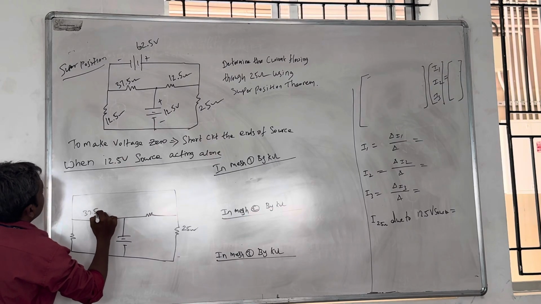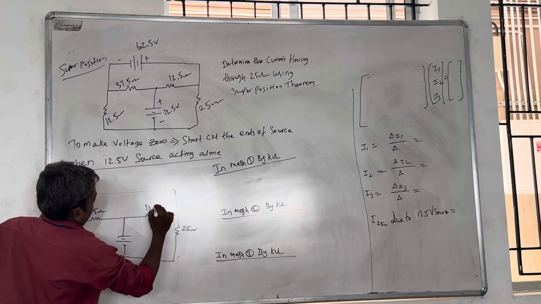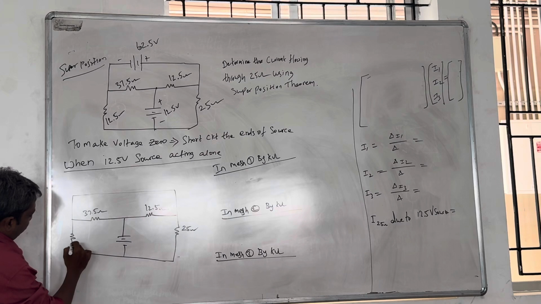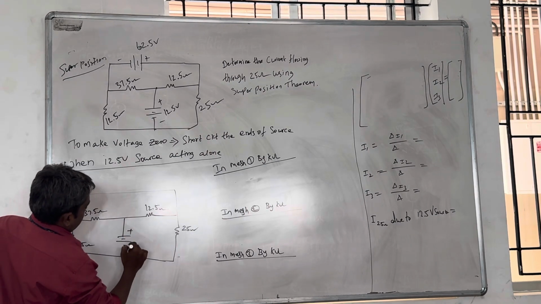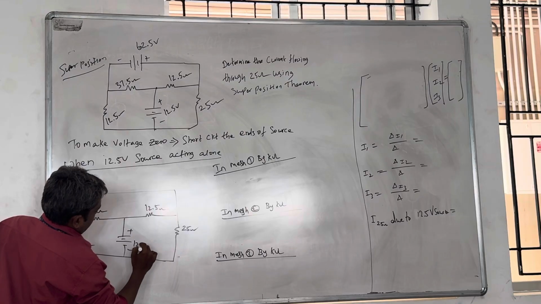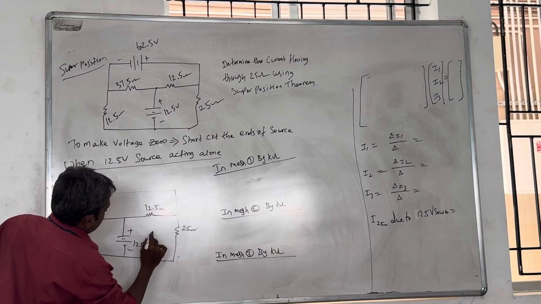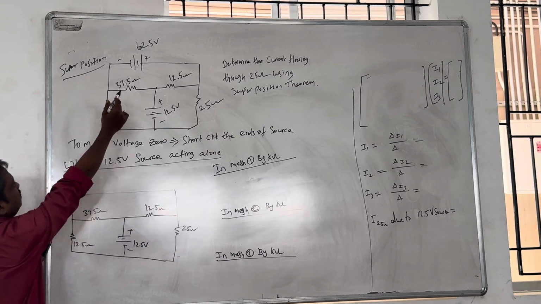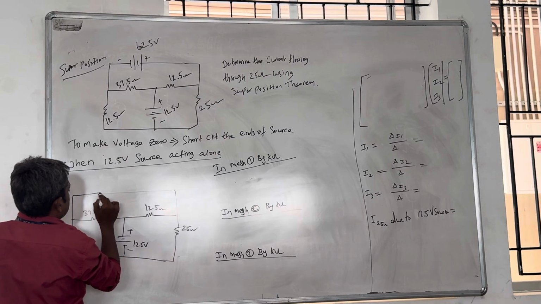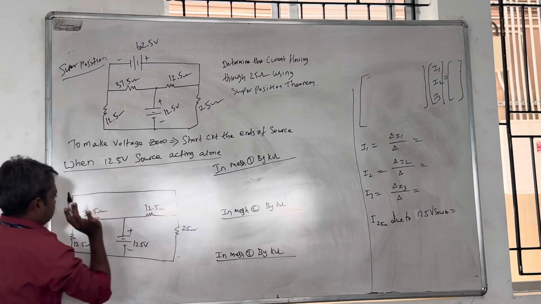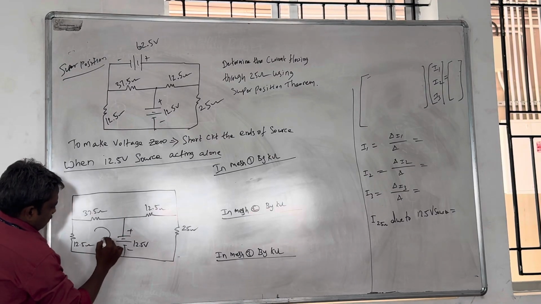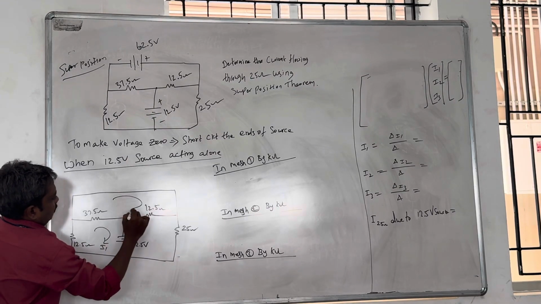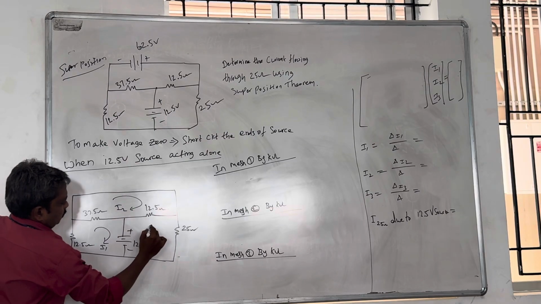37.5 ohm, 12.5 ohm, 12.5 ohm. Can you understand this step? I have just replaced the 62.5 volt with a short circuit terminal, that's all. Now you consider mesh currents I1, I2, I3.